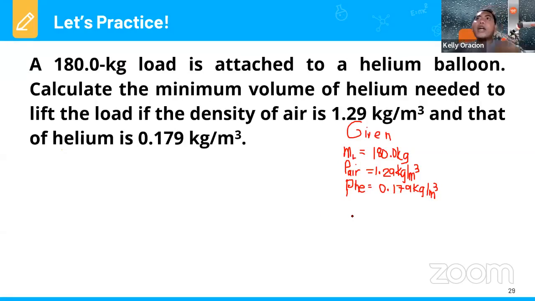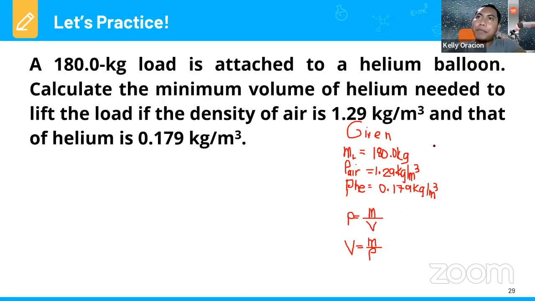Now, if we are going to go back to the formula of density, density is mass over volume. Tama? When the missing quantity is volume, it's mass over density. Right? So I'll just manipulate the formula. In this case, volume. The minimum volume is what we are looking for.